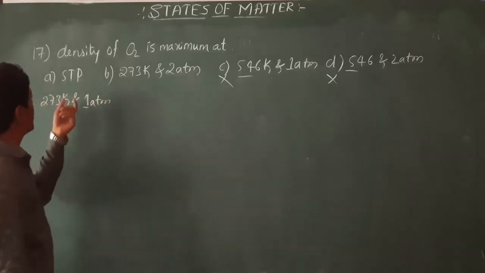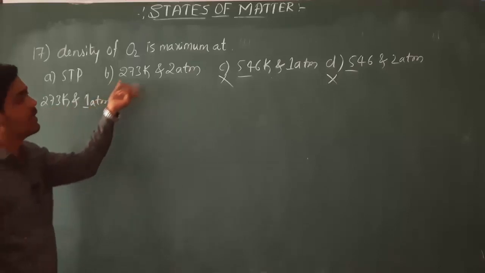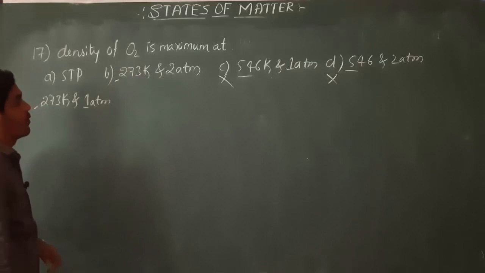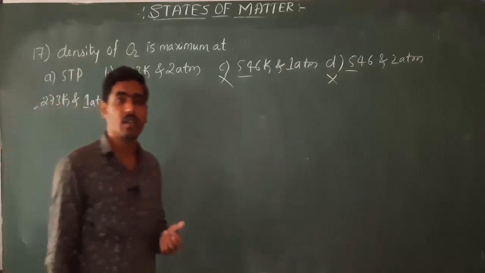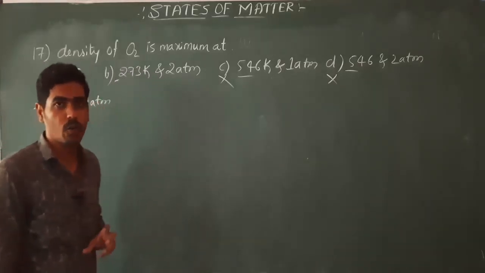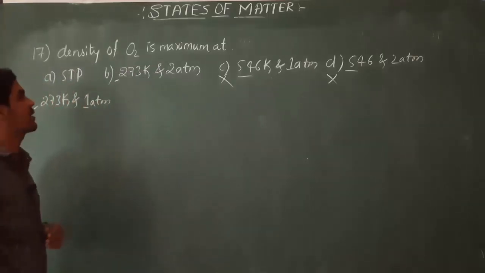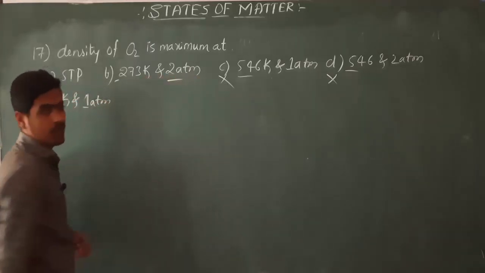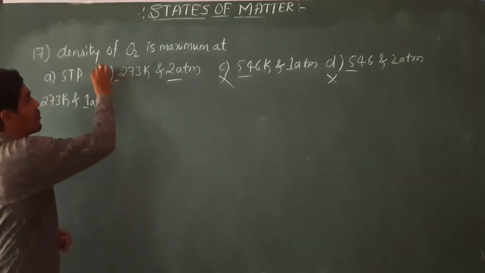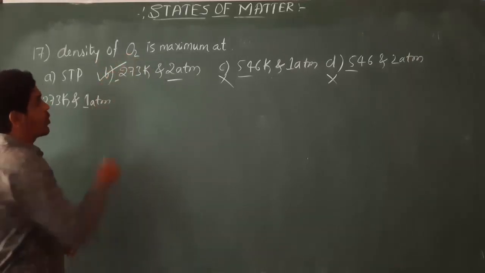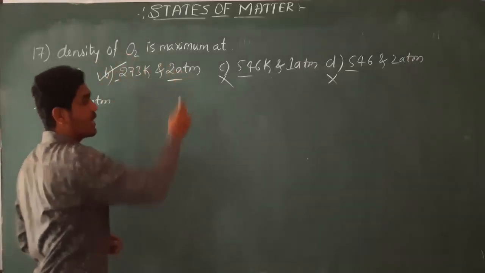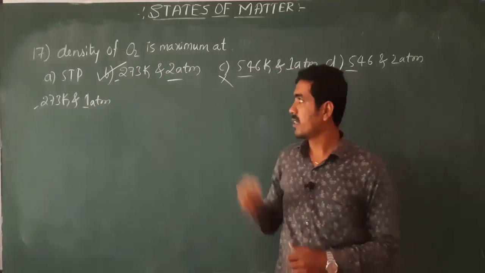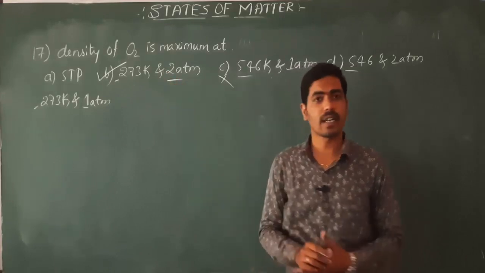So remaining these two, 273 Kelvin and 273 Kelvin. Here in both cases the temperature is low. Then you have to see whether the pressure is high or low. At high pressure the density is maximum. Which one has maximum pressure? 2 atm. So option B is the right one, because it has low temperature as well as high pressure as compared to all the other three. So option B is the right one.